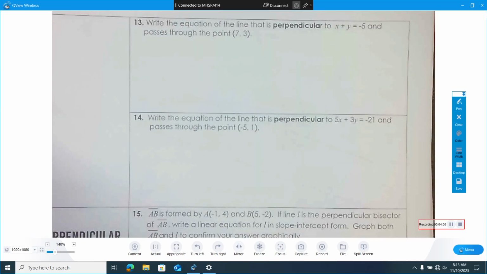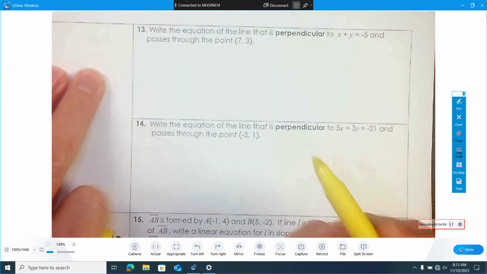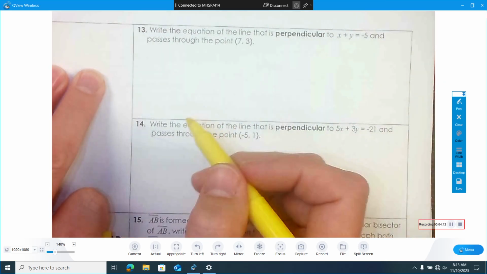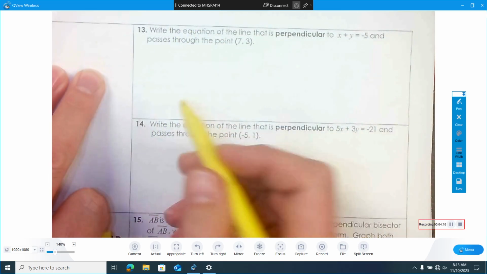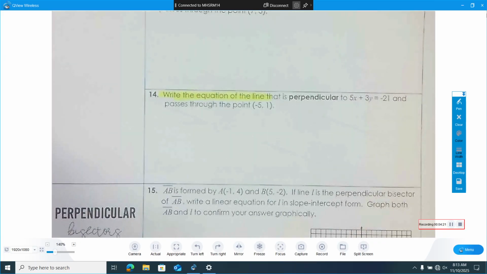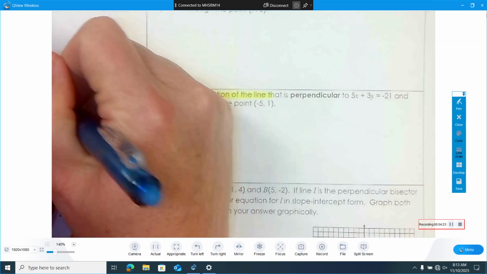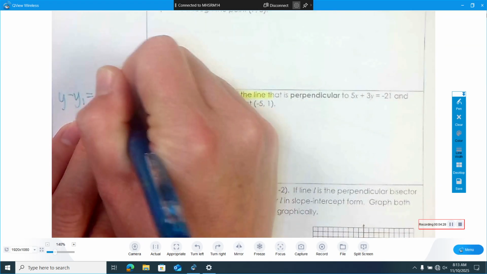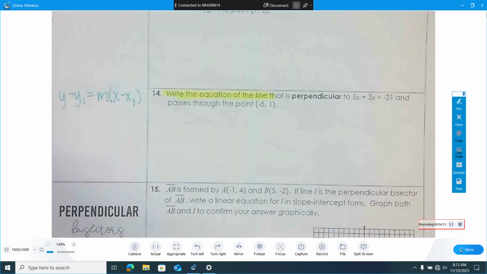All right. So again, I'm going to jump down to 14. Write the equation of the line. What is our formula for an equation of a line? Excellent. y minus y1 equals m times the quantity x minus x1. Ladies and gentlemen, write it, say it, until you have it memorized.